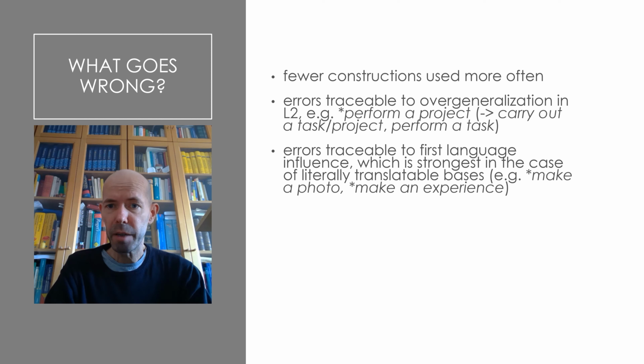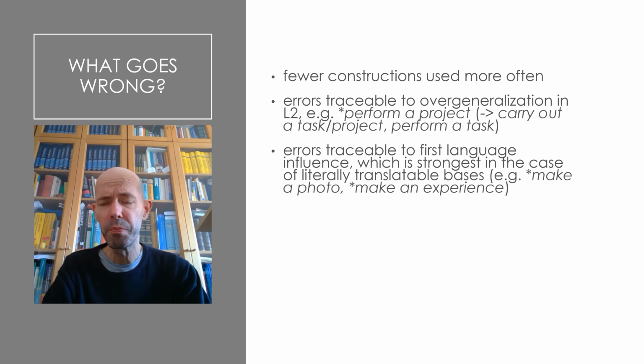A second type of error, and this is perhaps the most common type of error, is traceable to the influence of the first language. This is sometimes called negative transfer from the first language, or interference. And we often get that in cases where one part of the collocation can be literally translated, and that's usually called the base of the collocation or the node of the collocation.